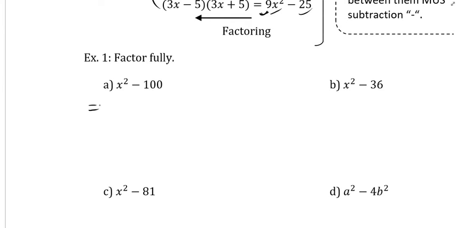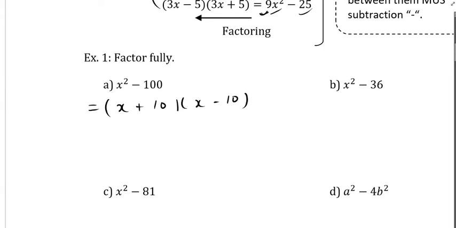So 2 terms. Are they both perfect squares? X squared is a perfect square. What about 100? Is that a perfect square? Yeah, it is. So what's the square root of 100? Somebody tell me that. 10. So how do we write this? One's plus, one's minus. How do I know? Because I just know that pattern. X plus 10, x minus 10.